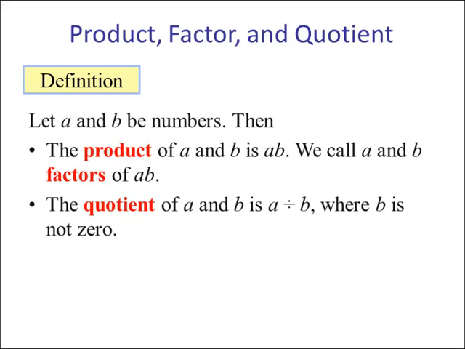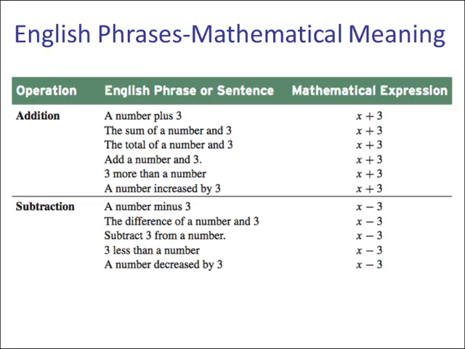The quotient of A and B is the expression A divided by B, where B is not 0. Otherwise, this would be undefined. Here's some common English phrases and their corresponding mathematical meanings.